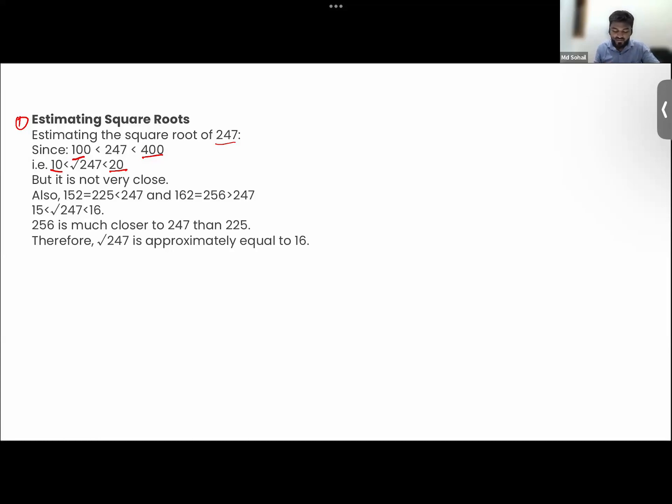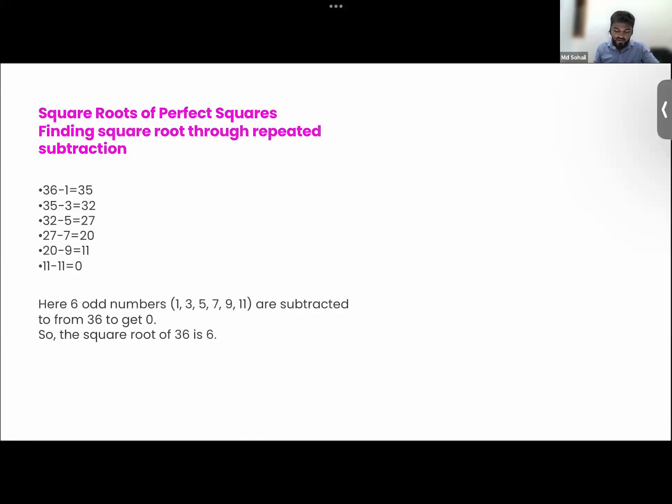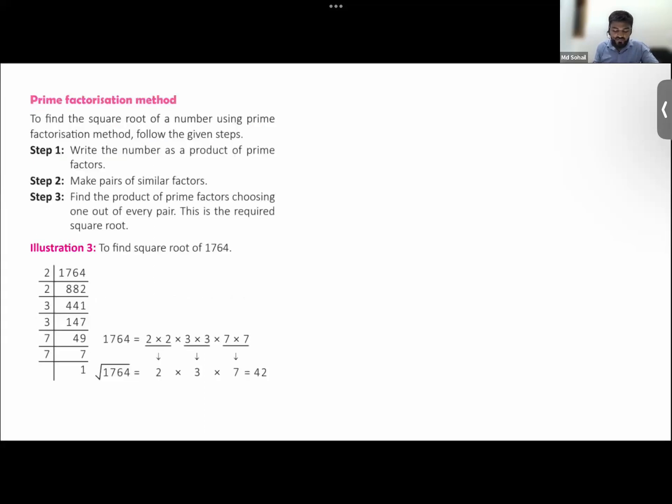Okay, so that was the general method. And also via the repeated subtraction method, we tried to find out the square root of a number. For example, this 36, you need to keep on subtracting odd numbers from it until you get 0. Then we talked about the prime factorization method.